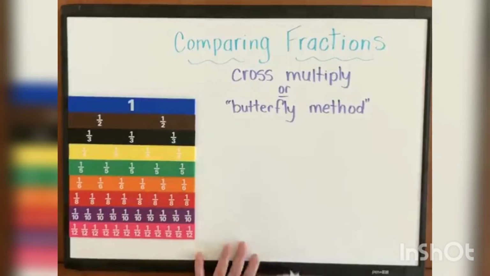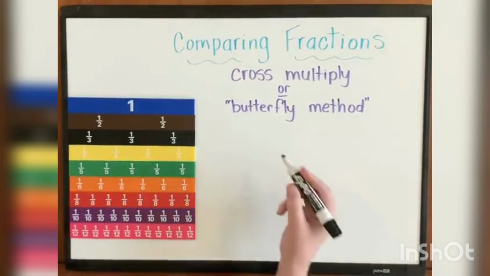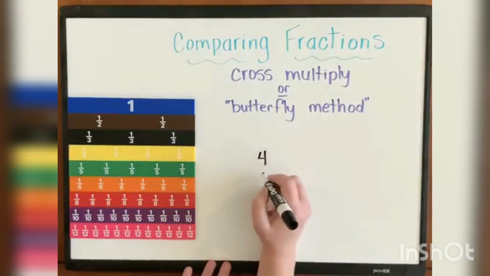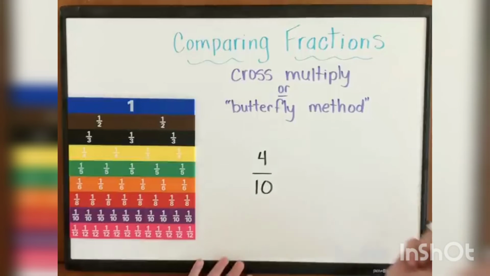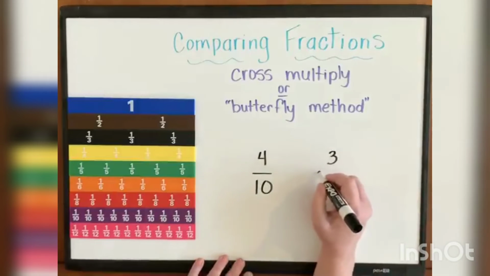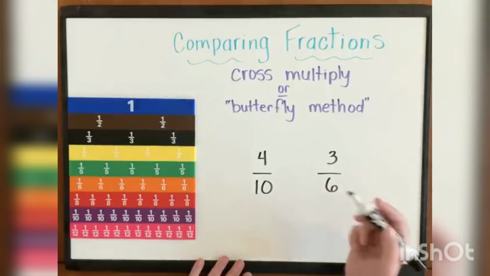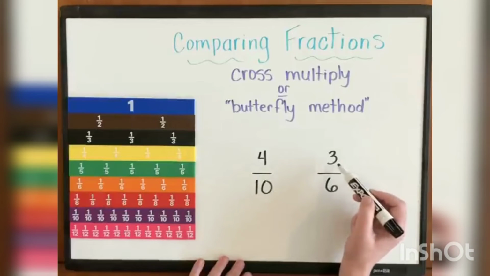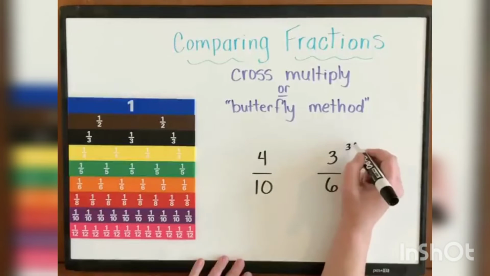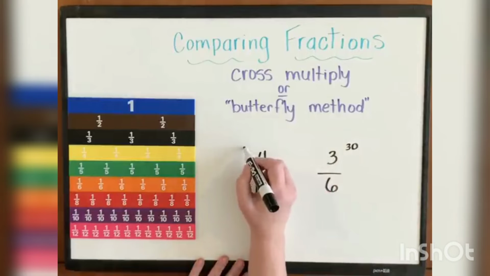Erase this one. Let's write down two more fractions that we want to compare. I have the fraction 4/10, and I want to compare it to the fraction 3/6. I want to cross multiply, so I'm going to multiply my denominator times my numerator. 10 times 3, that would be 30. 6 times 4, that would be 24.